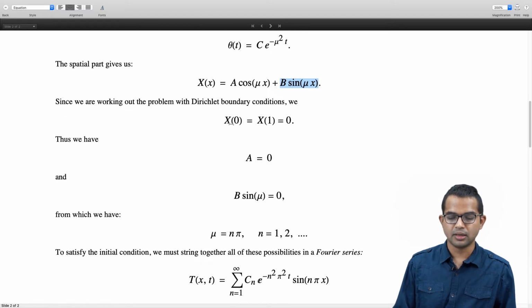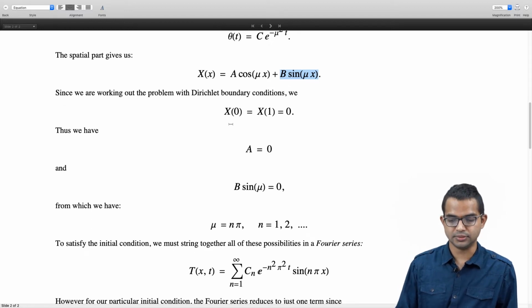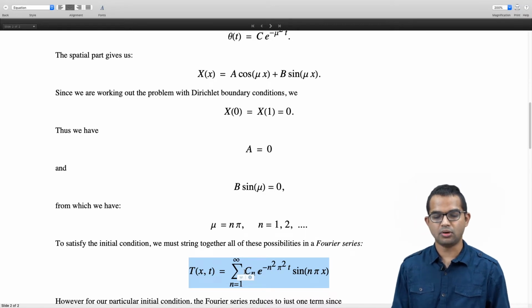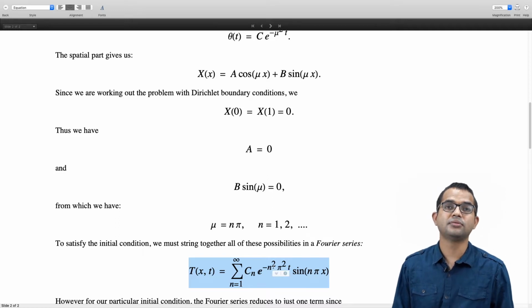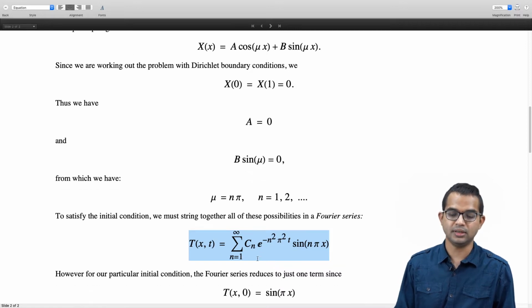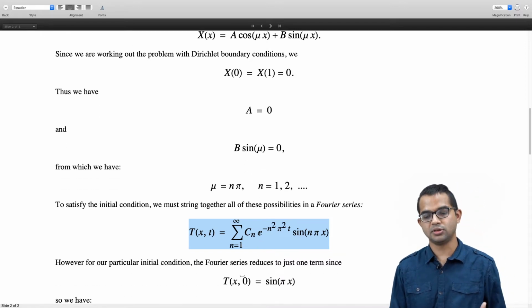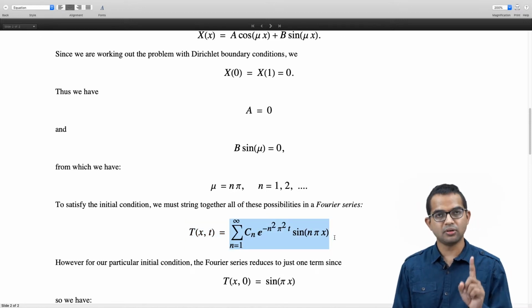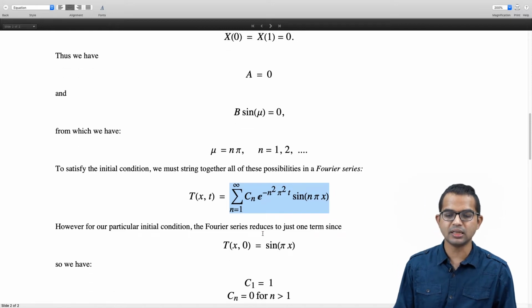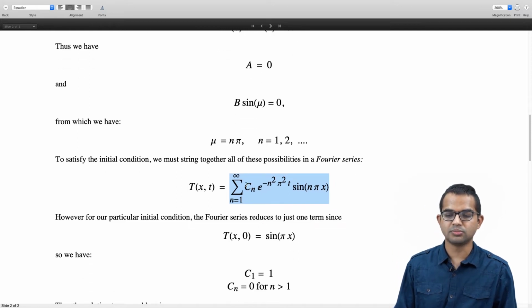Now we have to plug in the initial condition. The full solution in general is going to be given by a Fourier series of this kind: T(x, t) is a summation over e to the minus n squared pi squared t sine of n pi x. But in this very special case we have an initial condition which is particularly convenient. The initial condition is T(x, 0) equal to sine of pi x. So in fact we are not going to get an infinite series, but only one term in this series. We immediately see that all we need to do is put C1 equal to 1 and all other Cn's are 0.